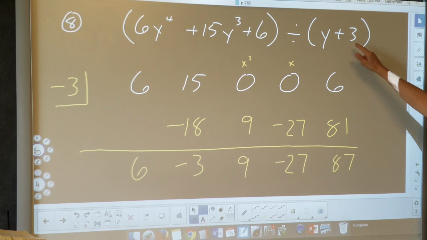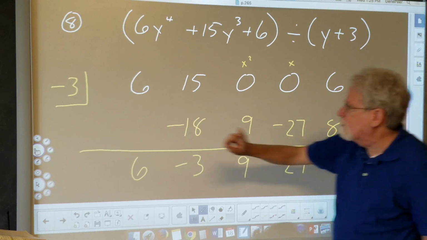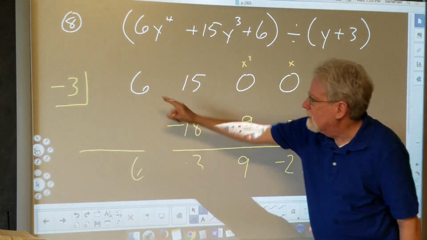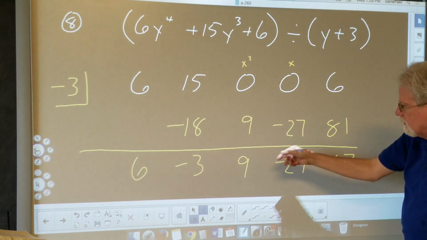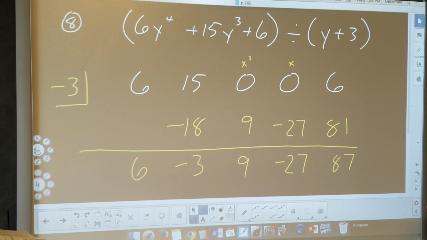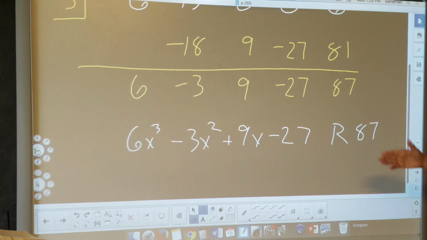Oh, notice please, the plus 3 means I put a negative 3 over here. I bring the 6 down and then start multiplying, adding, until we're done. Our final result, there it is. Pause that, compare with your answer on your paper, and we move on.